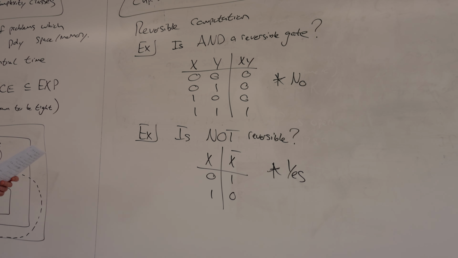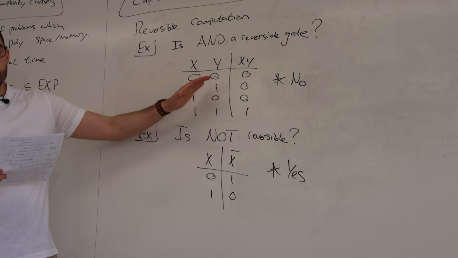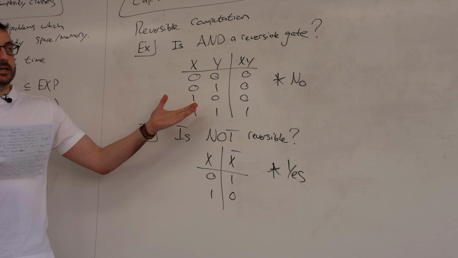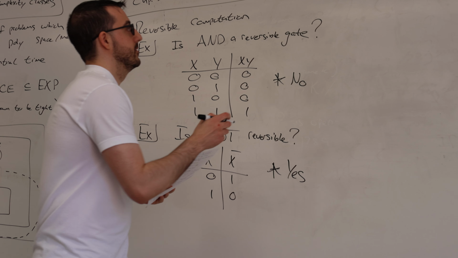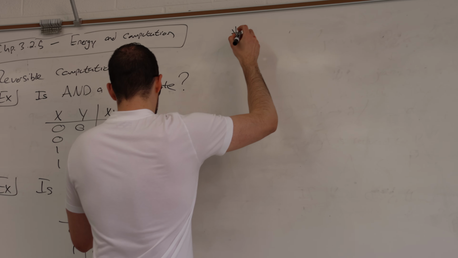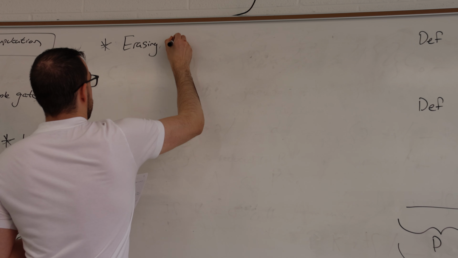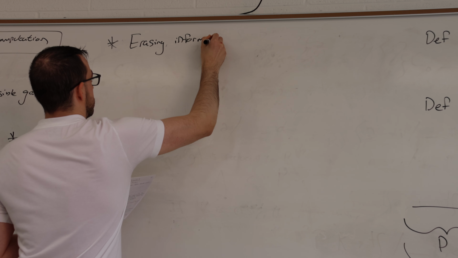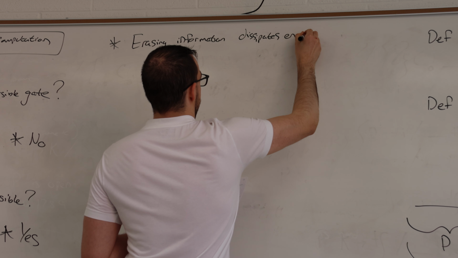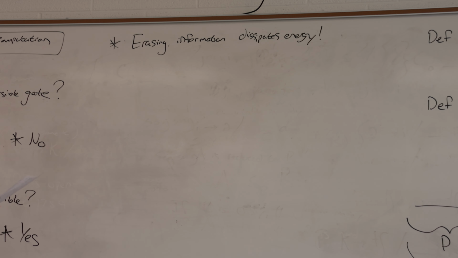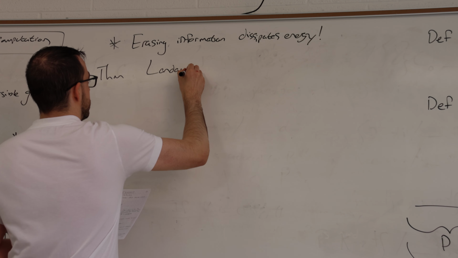What is really interesting about this is that when we're not being reversible, we're sort of erasing information. We're losing what the input is once we have the output. And that's a really interesting thing, which dissipates energy. So erasing information dissipates energy. It's very surprising and very interesting. This was formulated and is now known as Landauer's principle.